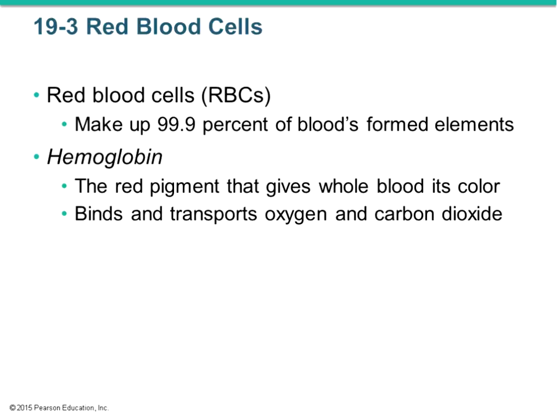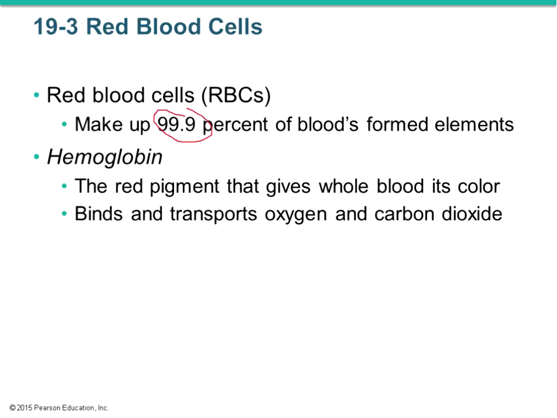Red blood cells, as we said, make up 99.9% of the blood's formed elements. Hemoglobin is the red pigment that gives blood its color, right? So that's why when we look at arteries, we typically color them red, because they're bound to oxygen typically in arteries, and so it gives them more of a reddish color, whereas we show veins typically in blue.